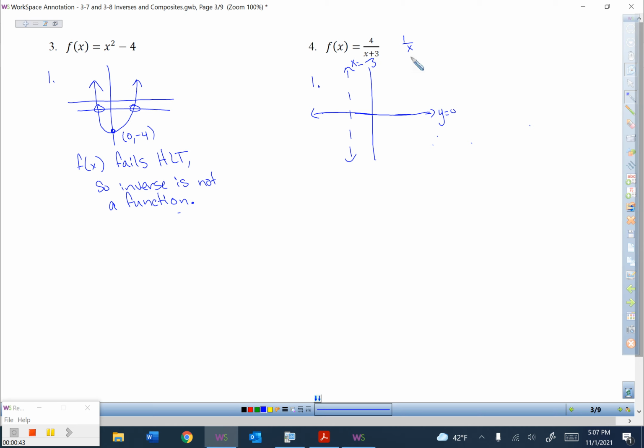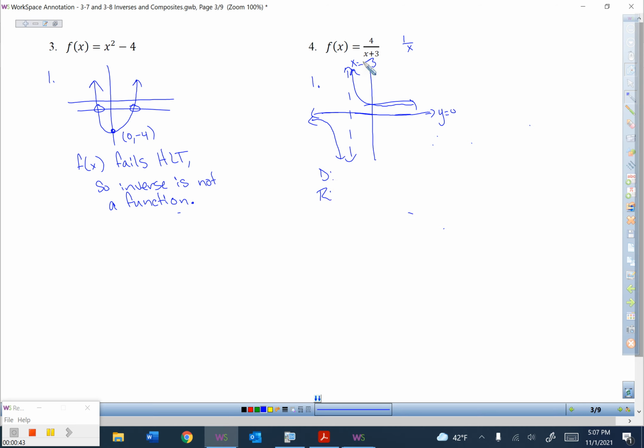And then because a hyperbola has branches diagonal from each other, we can go ahead and throw those on there. One at the top right, and one diagonal from it. This does pass the HLT. Okay, even here, it's hard to see, but it does decrease, decrease, decrease towards that 0 forever, which means we will have an inverse that's a function.